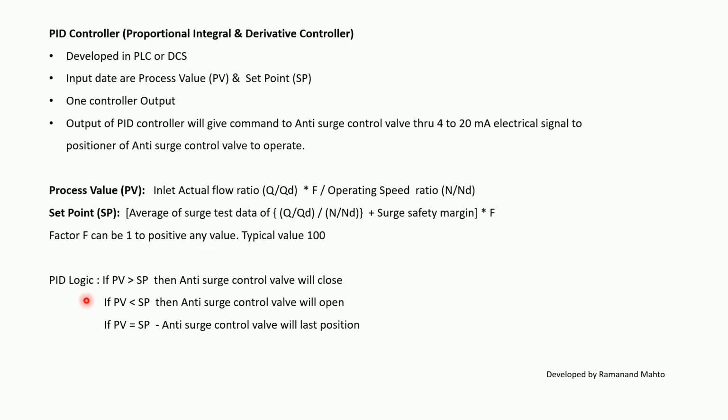Typically it is 100. So PID logic: if PV is greater than SP, then the anti-surge control valve will close. If PV is less than SP, then the anti-surge control valve will open. And if PV is equal to SP, then the anti-surge control valve will stay in the last position.